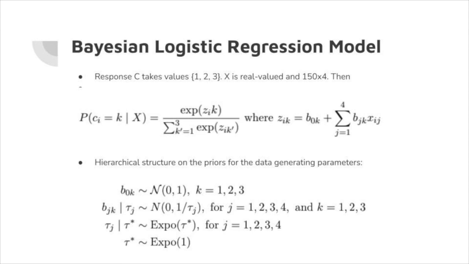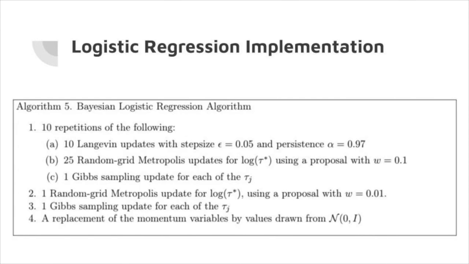To do this, we used the following algorithm. The algorithm that Neal suggests uses Langevin updates and random grid Metropolis updates along with some Gibbs sampling updates in step 1 to bring the chains closer together. In step 2, we perform one random grid Metropolis update in order to try to make the chains meet. Then we do some Gibbs sampling updates and replace the momentum variables in order to restart the process. Note that running this algorithm once consisted of one iteration of our Markov chain.